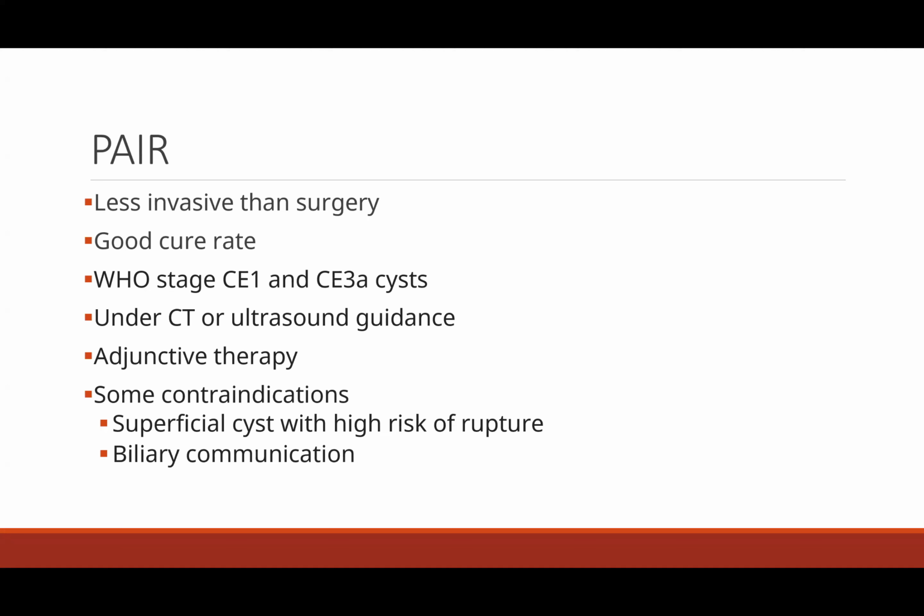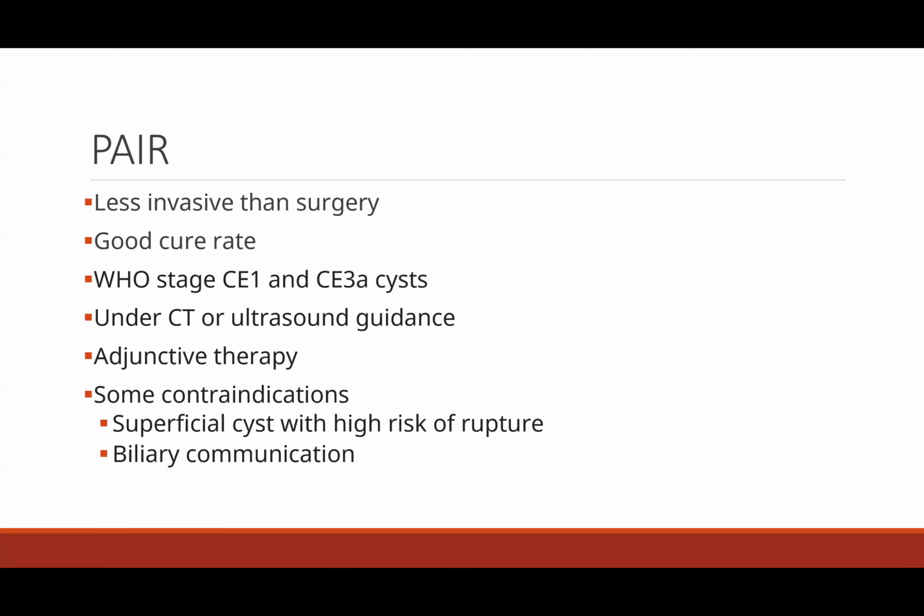Adjunctive drug therapy with albendazole or mebendazole should be administered at least 4 hours before you're attempting PAIR. And albendazole should be continued for about a month after the procedure, and mebendazole continued for longer, so about 3 months after the procedure. There are few contraindications to PAIR.